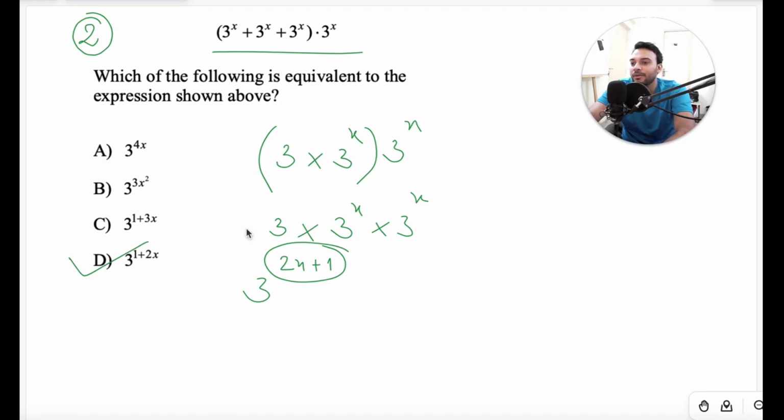So howsoever complex an expression might look, the exponent rules will apply similarly across the board. So you just need to rely on the rules. Keep them at the top of your mind and apply them in all kinds of expressions. Okay, let's go ahead.